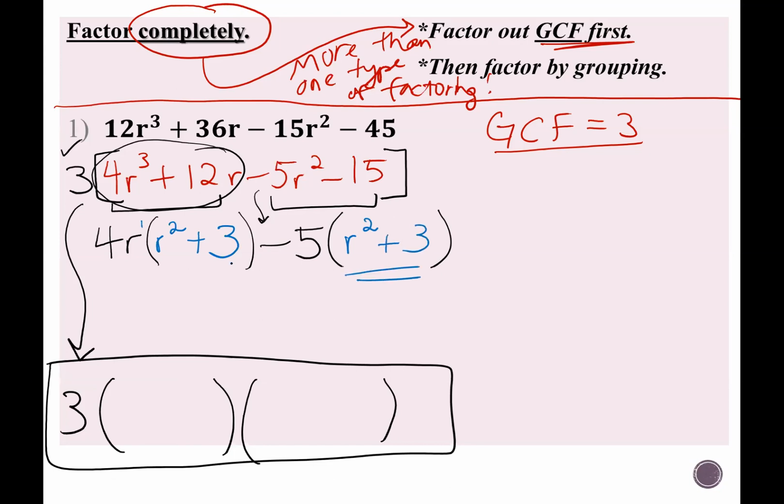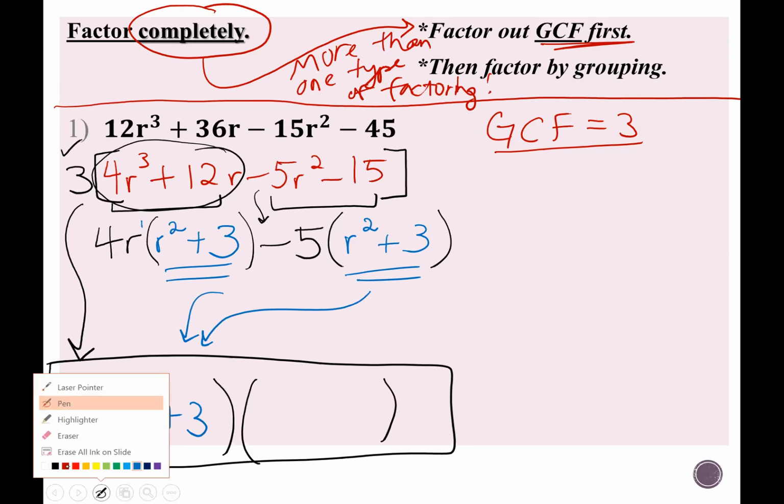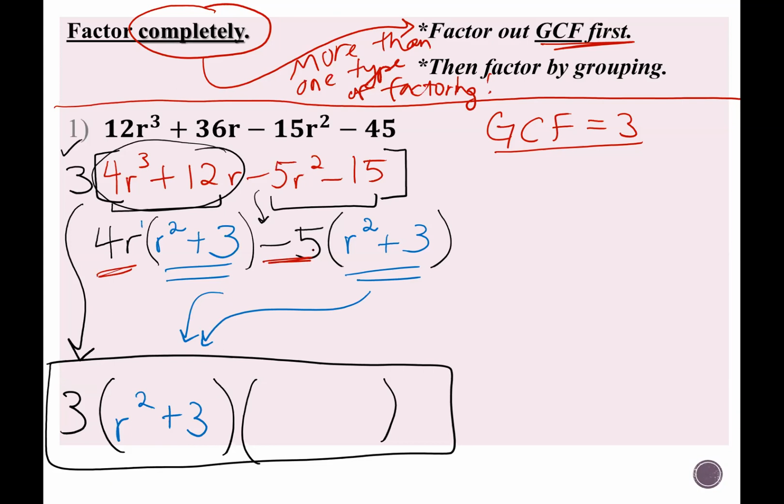So here we go. Here's our greatest common factor in our grouping problem here. The r squared plus 3, right here. And then look at our outside terms. The 4r minus 5, those come together here. And there's that 3 that was waiting for us. So this is what it looks like to factor completely. We had 2 different types of factoring. We had to take out a GCF, and then we did grouping.